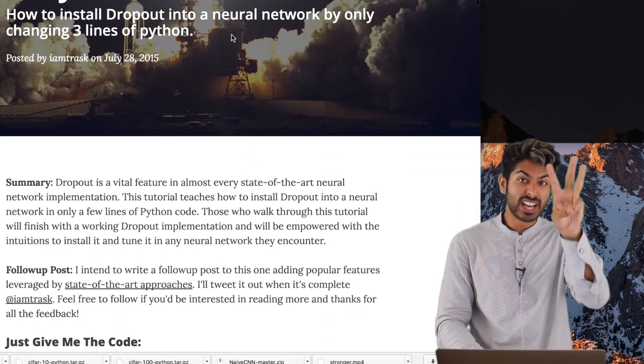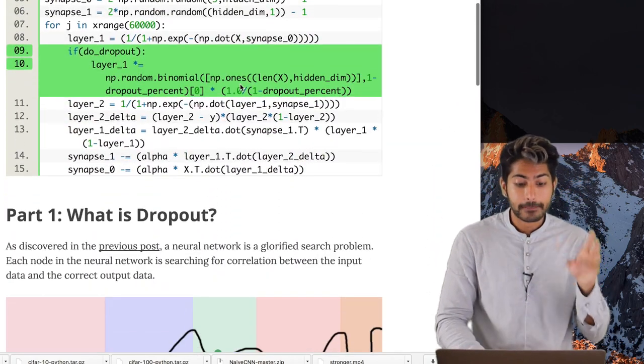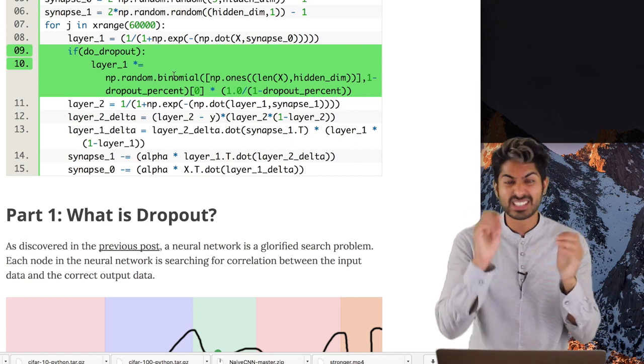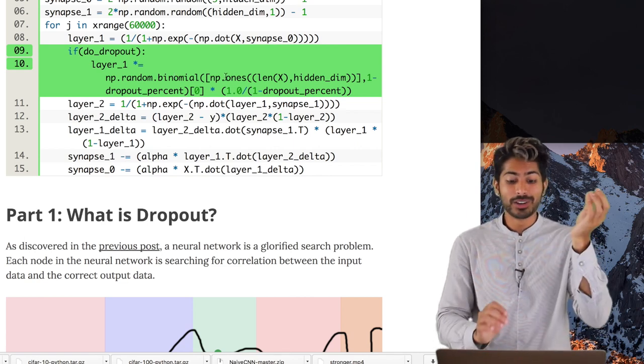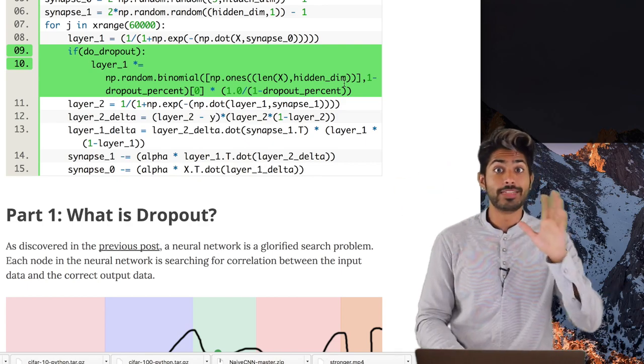Dropout can be done in three lines of code, so definitely check out this blog post as well that I've linked. What it does is it just randomly picks some neurons in a layer to set to zero. Right, so it's just three lines, okay? And you can look at it in this notebook.